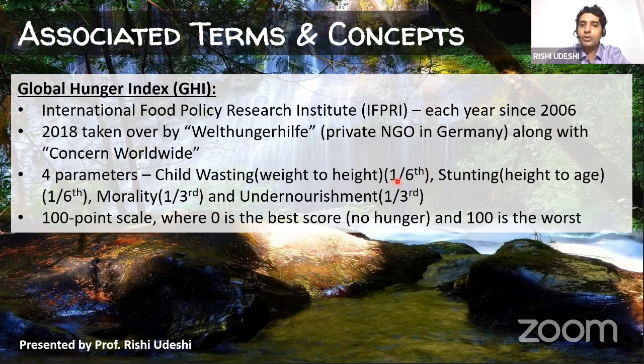I've in fact given the weightage also. 1/6 weightage is given to child wasting, 1/6 weightage is given to stunting, 1/3 is given to mortality, and 1/3 is given to undernourishment.